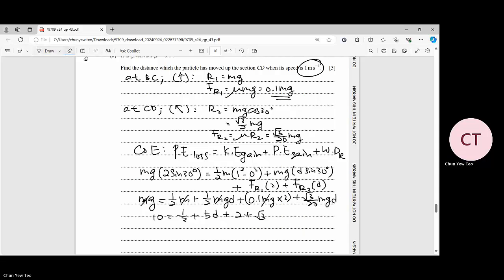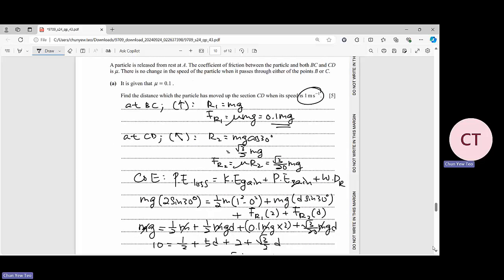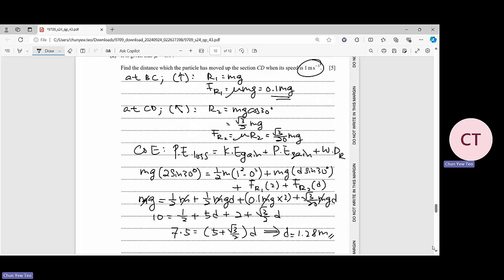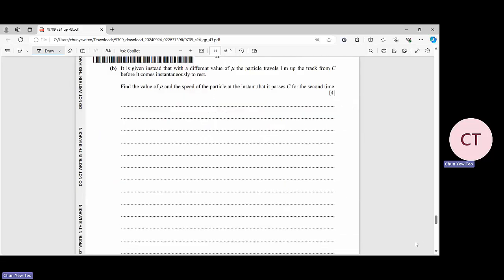So over here, one is going to the 3 over 20 also, the mg. So this one is also 7.5, equal to the 5 plus the 3. So from here, using the calculator, we can find the v as 1.3. So this will be the answer for question number 7A. Done. Now we're moving on to question number 7B.